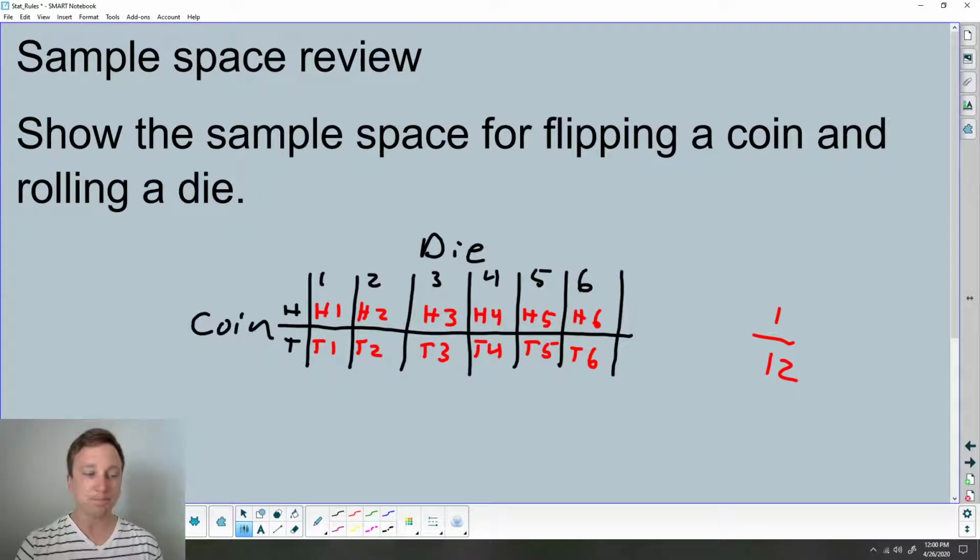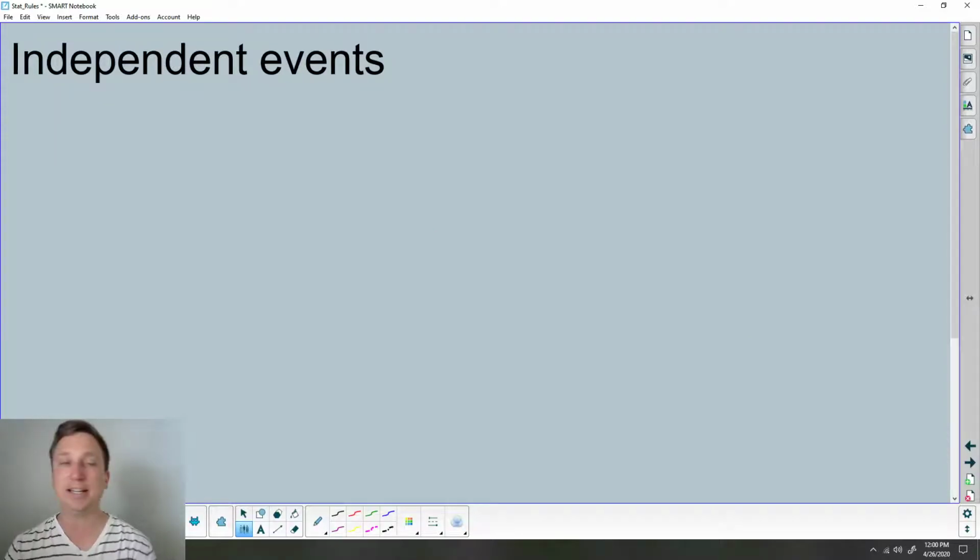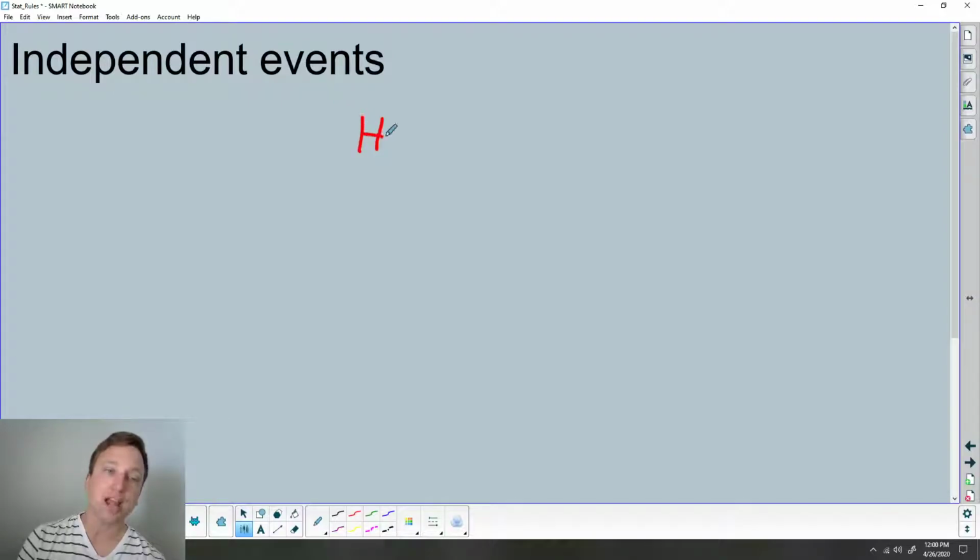And the way we do that is with what's called independent events. So what we just went over, flipping a coin and rolling a die, are independent events. And what I mean by independent events is when I think about the outcome of one, whatever happens there. So say I flip a coin and I get a heads, I roll a dice and I get a 3. The fact that I flipped the coin and had a heads and rolled the dice and had a 3 have no impact on one another. They're independent of one another.